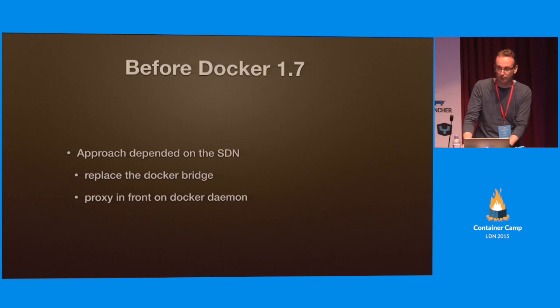Before Docker 1.7, how you would configure your SDN all depended on the implementation. Some provided a replacement Docker bridge. Some recommended not to do that, like Weave. They have a good blog post on their website on why you shouldn't use Weave as a Docker bridge. So Weave fortunately offers another solution as well in the form of a proxy that runs in front of the Docker daemon.